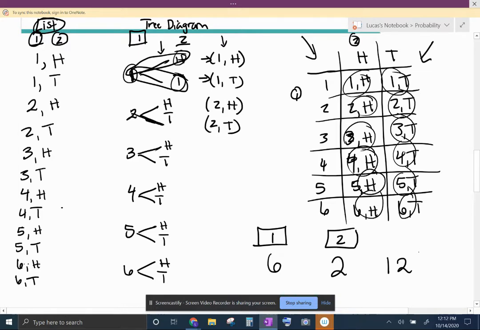So whenever we're taking compound events and we want to find the total in the sample space, we can just multiply the sample space for the first event by the sample space for the second event, and if we have a third event, we can even multiply the sample space of the third event, and we'll get the sample space for the compound event.